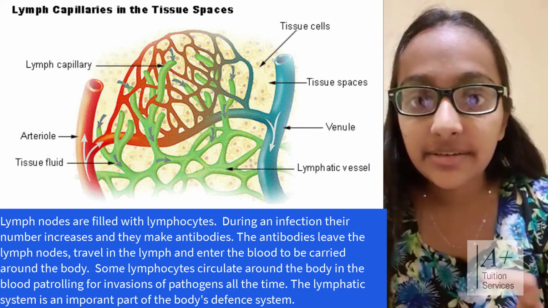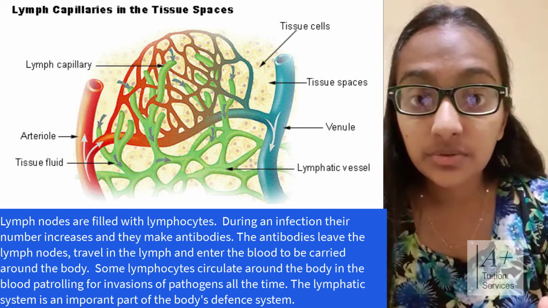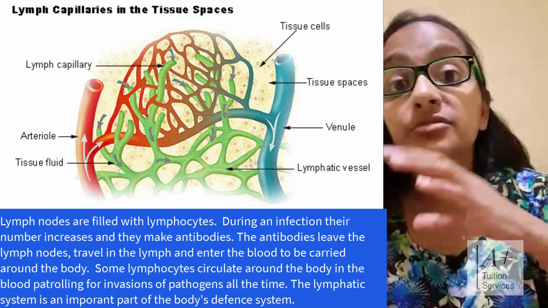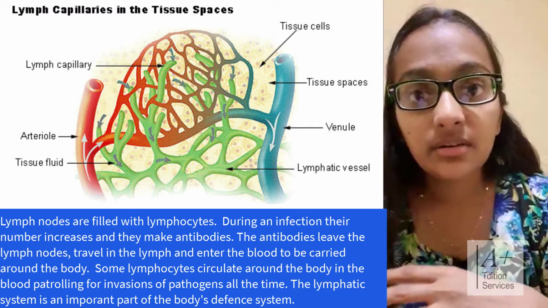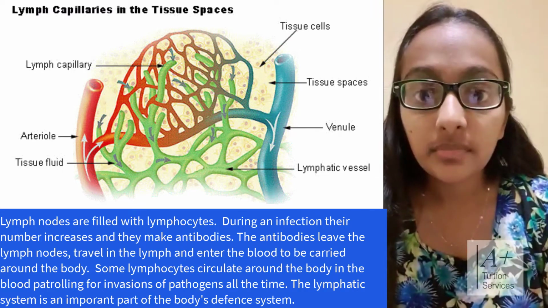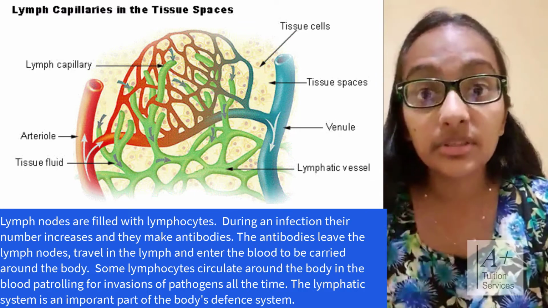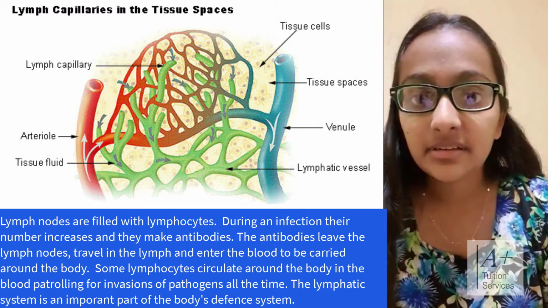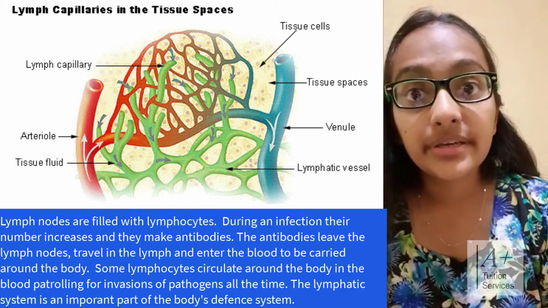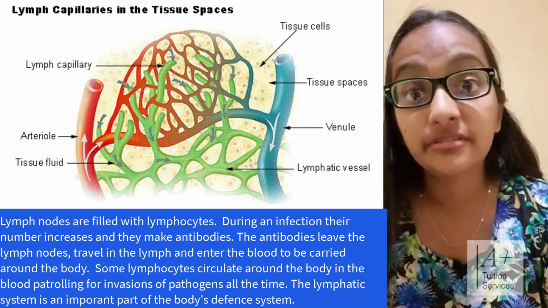The lymphocytes leave the lymph nodes and enter the blood, the actual blood. When they enter the blood, the lymphocytes could travel around the body to the site of the infection and help fight the infection. So some lymphocytes circulate around the body in the blood, basically patrolling, like blood police, patrolling for invasion of pathogens. So in a case where there is one, it will just clean up the mess. So basically that's your body's mechanism of fighting infections.